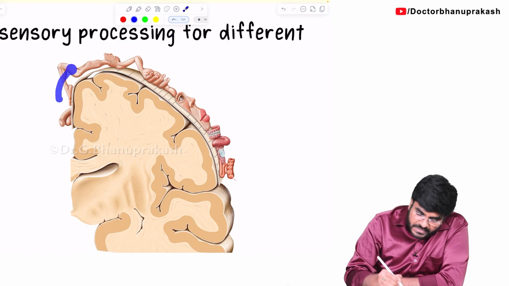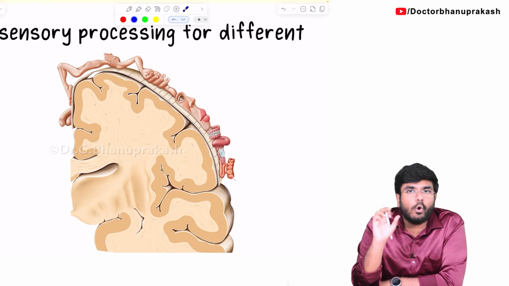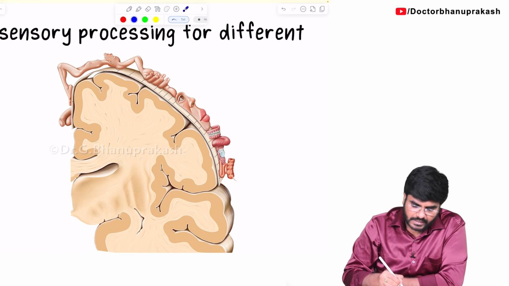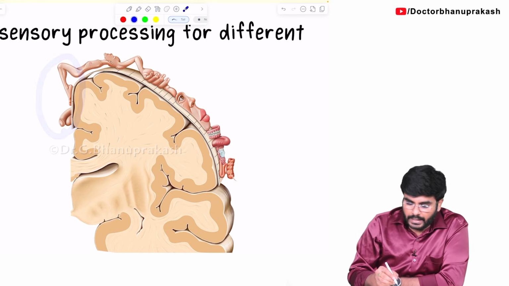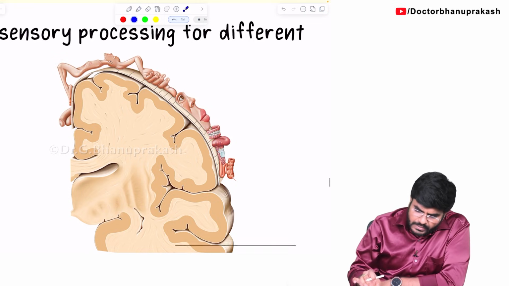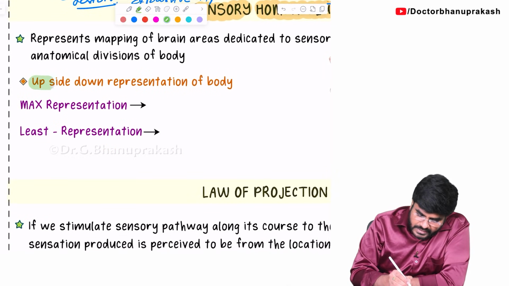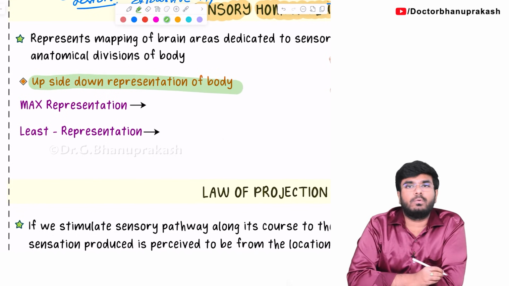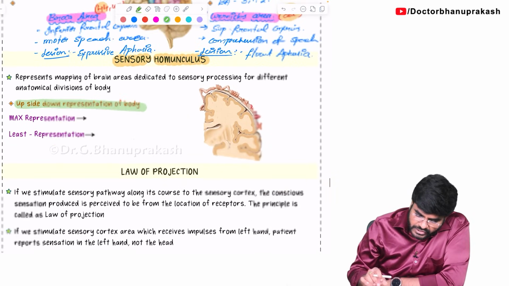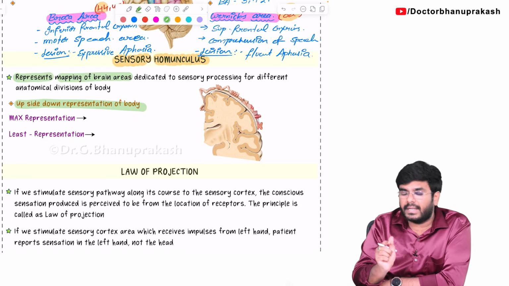So it is an upside down representation of the body parts over the somatosensory cortex. So first which areas are coming? First the lower limb areas are coming. Later we are talking about the upper limbs as well as the head, neck and face. So that's the reason why here I have written it's the upside down representation of the body over the somatosensory cortex. And look at the definition. Sensory homunculus represents mapping of the brain areas. We are mapping the brain areas.